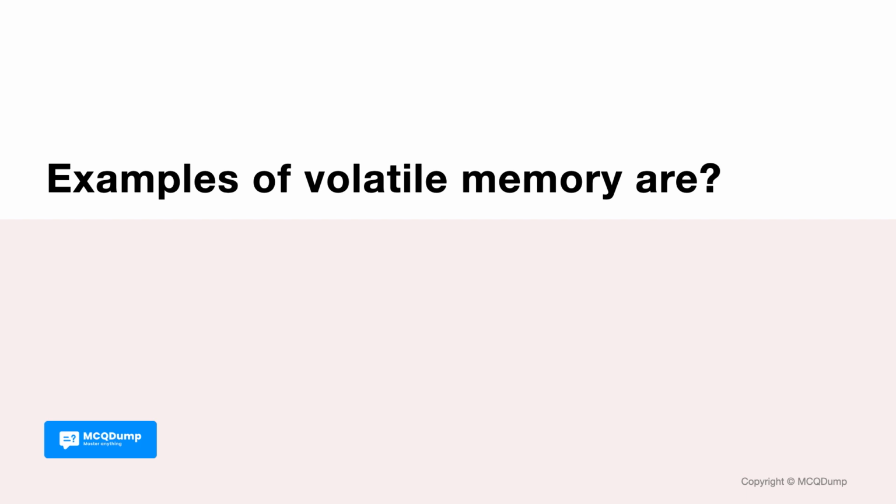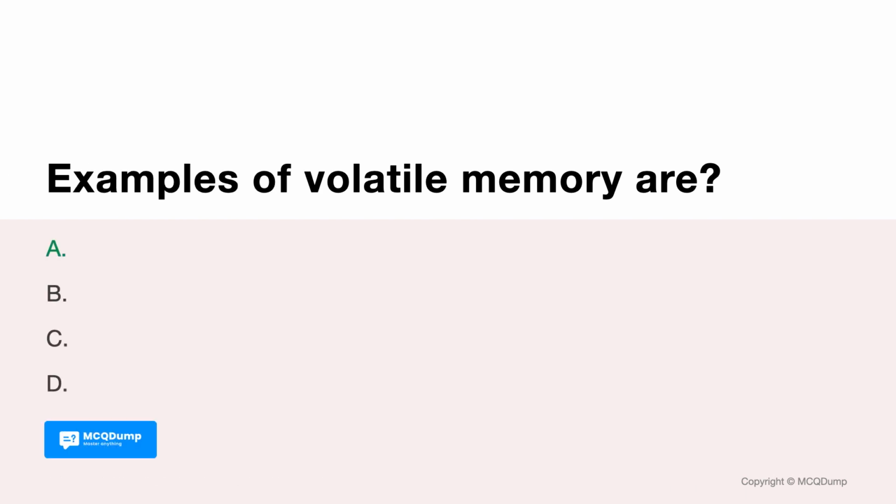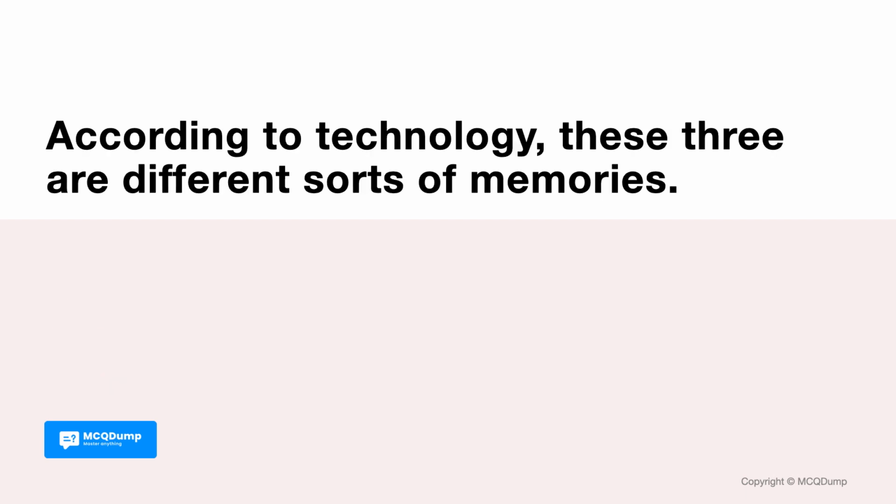Examples of volatile memory are? Options are A. RAM, B. ROM, C. HDD, and D. FDD. Answer is A. RAM. Out of the above options, only RAM is the volatile memory.